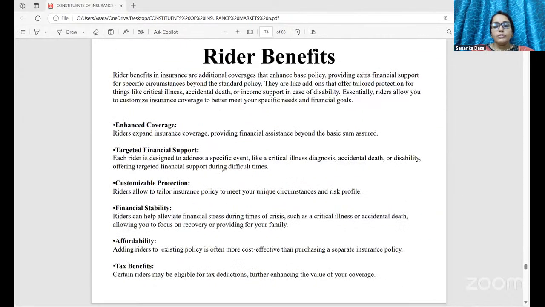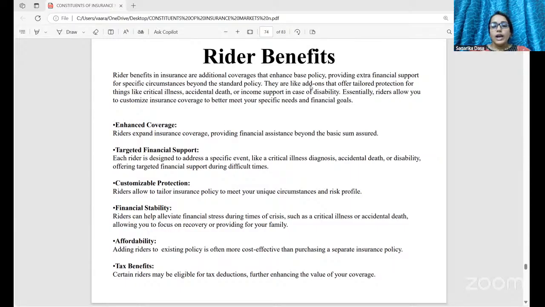Then another concept we have is rider benefits. Rider benefits in insurance are additional coverage that enhances the base policy. Having a base policy, when we go with additional coverage, that comes under rider benefits, providing extra financial support for specific circumstances beyond a standard policy. If you are adding any extra financial support or extra financial coverage to our policy, then that comes under rider benefits.